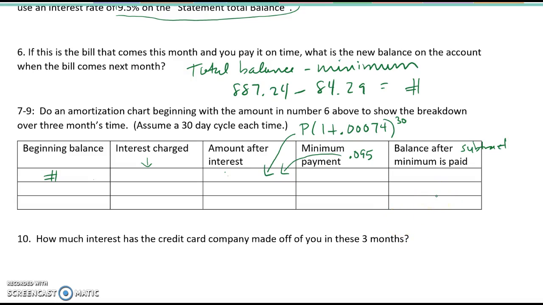And then you can answer number 10. How much interest has the credit card company made off of you? Well, if you want just interest, then go to the interest charge column and add all of these up. And that's going to be your answer for number 10. All right, moving to the back side.